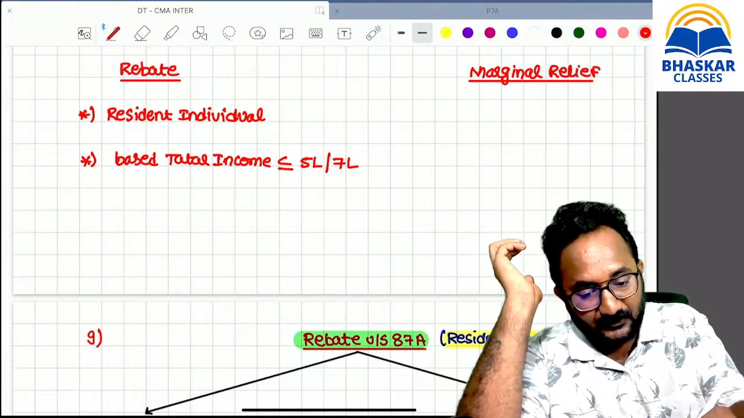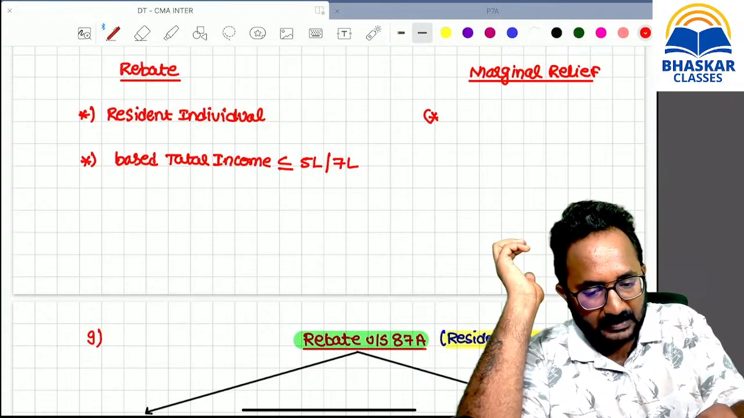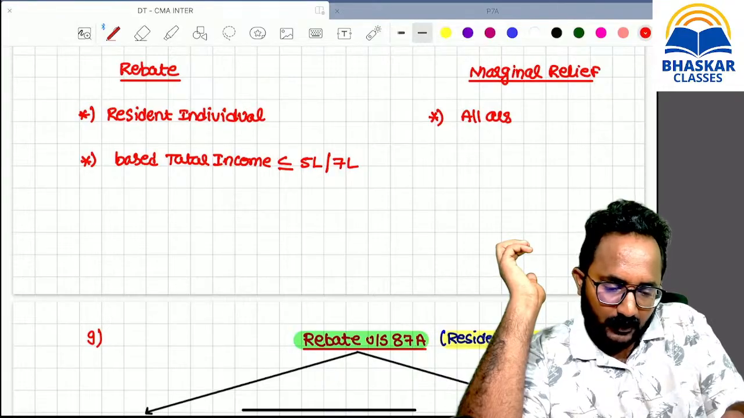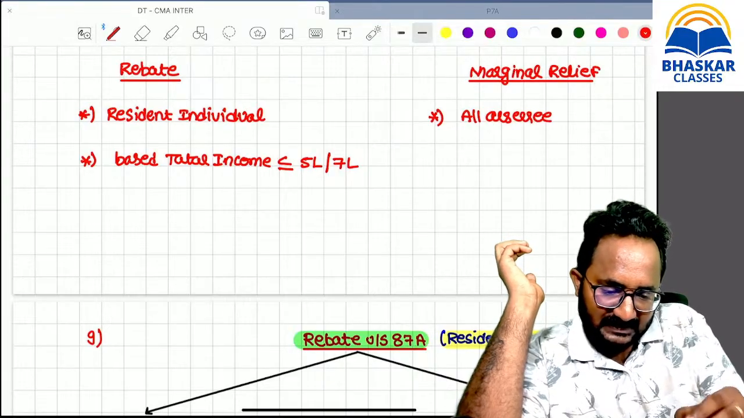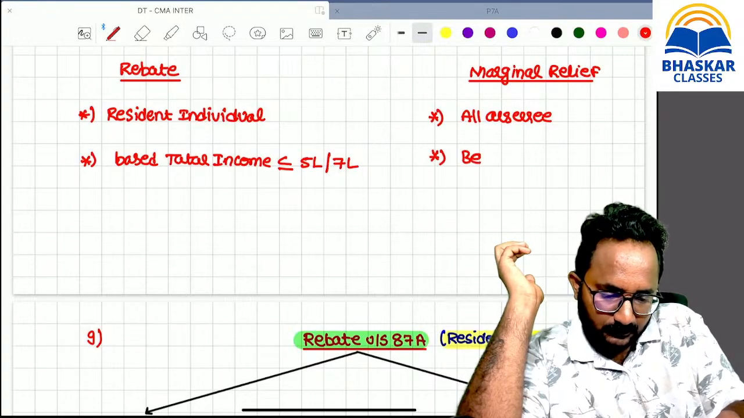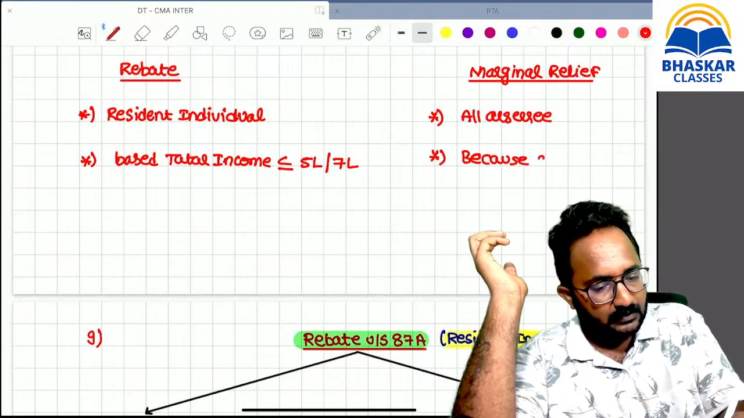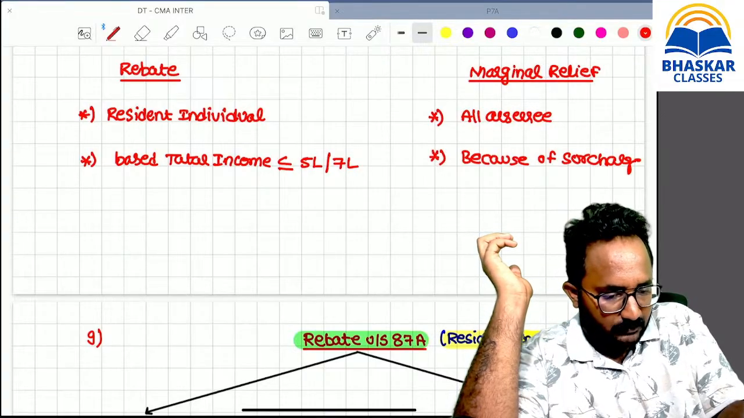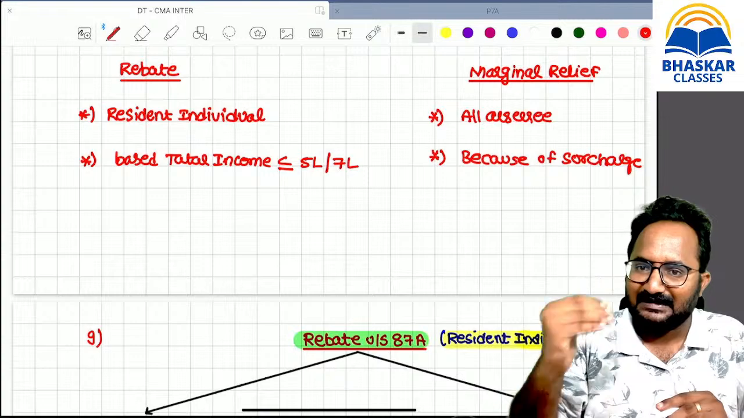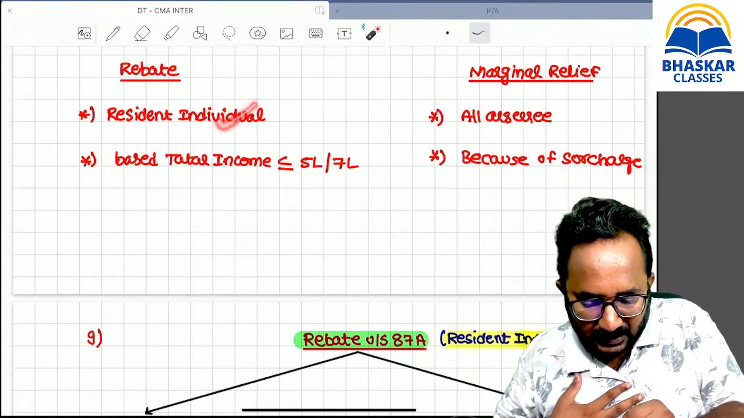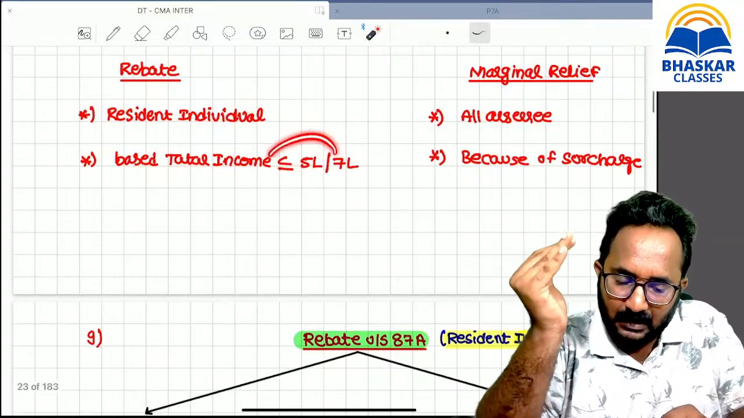Marginal relief is for all assessees. Why do we want to give some amount of marginal relief? Because of surcharge. There is a huge difference between these two concepts. Many students are merging these two. Rebate we can give only for a resident individual if his total income is less than 5 lakh or 7 lakh.